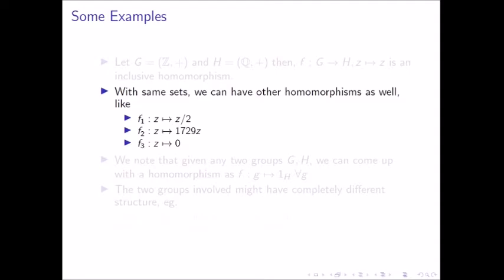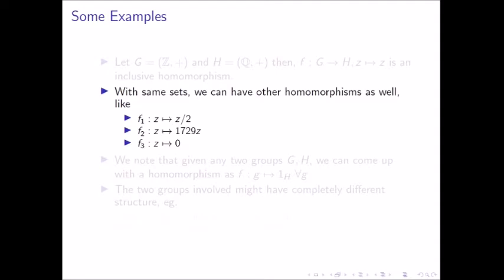F1 is defined as it sends an integer Z to the image Z by 2. So why is this a homomorphism? First of all, f of x plus y is equal to x plus y whole by 2. This is x by 2 plus y by 2 by properties of fractions. But x by 2 is f1 of x and y by 2 is f1 of y. So f1 of x plus y is equal to f1 of x plus f1 of y. Hence, it's not only a function, which can be proven easily, it's also a homomorphism. Moreover, if you look at it closely, it turns out to be injective as well.